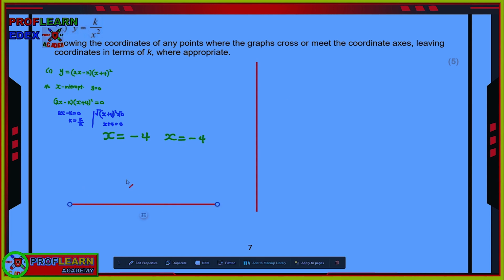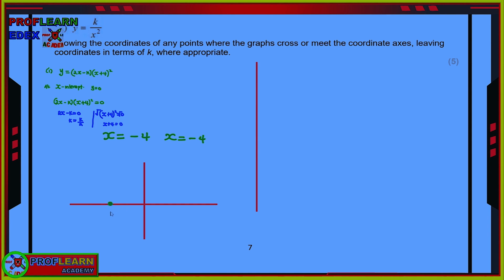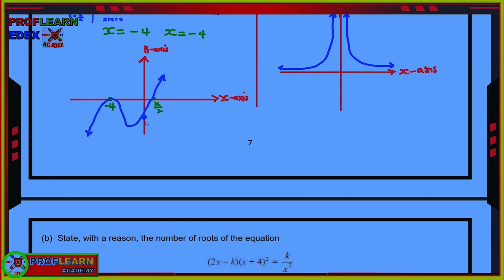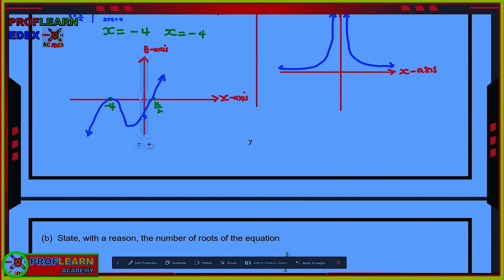Then we are now going to sketch the graph, and we also need to know the y-intercept of this graph. We know at the y-intercept, x equals 0. So we substitute x = 0 into this equation, which translates to negative 16k, and that point will be down here. So our graph will look like this. The curve will pass that way. Yes, this is the curve.